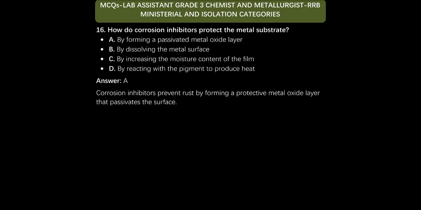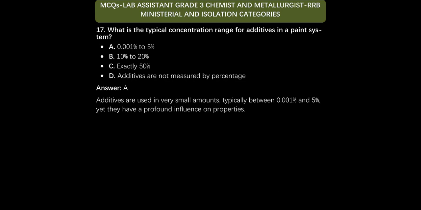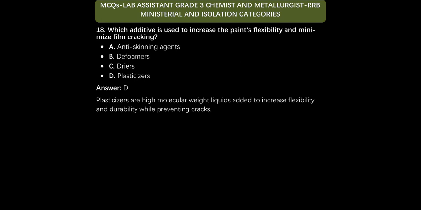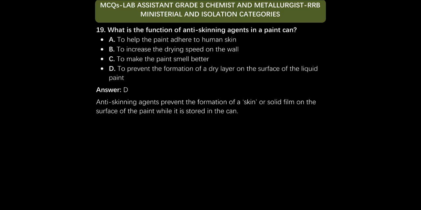How do corrosion inhibitors protect the metal substrate? Option A, by forming a passivating metal oxide layer. What is the typical concentration range for additives in a paint system? Option A, which additive is used to increase the paint's flexibility and minimize film cracking? Option D, plasticizer. What is the function of anti-skinning agent in a paint can?